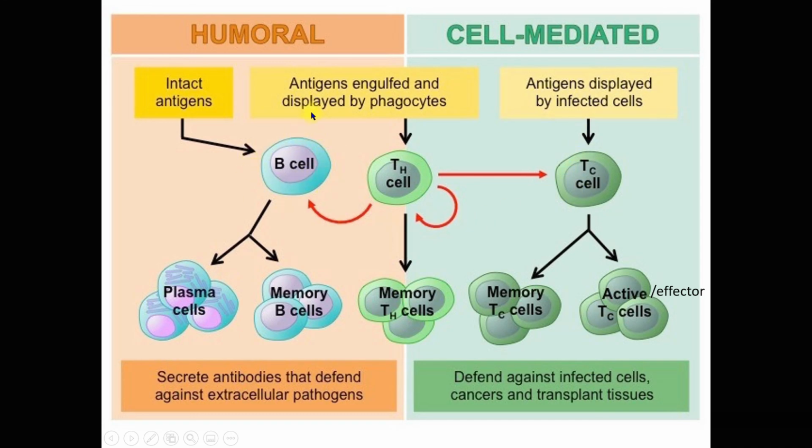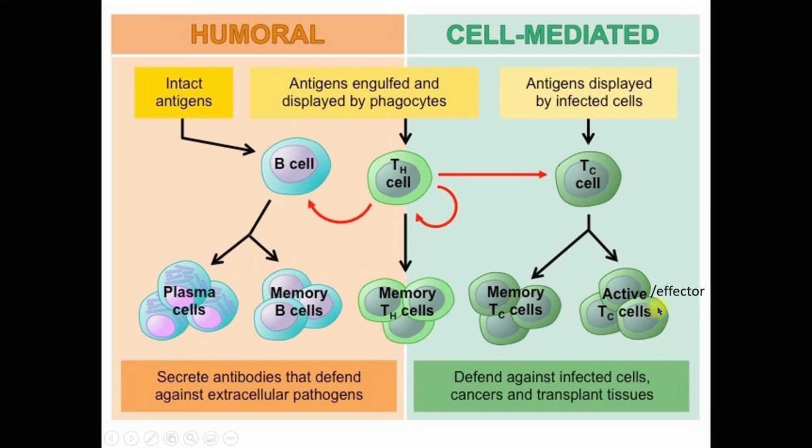Now once activated, this B cell will undergo clonal expansion and differentiate into plasma cells and memory B cells, while the cytotoxic T cells again undergo clonal expansion and differentiate into memory cytotoxic T cells and clones of active cytotoxic T cells.